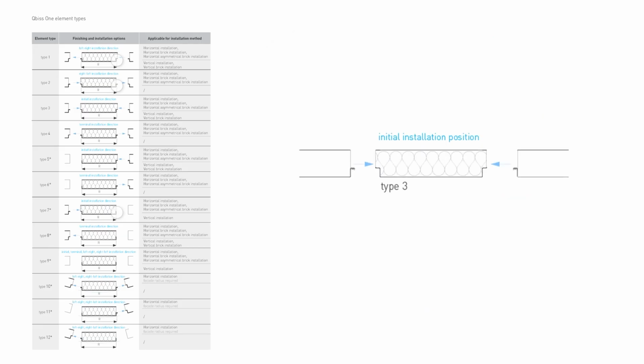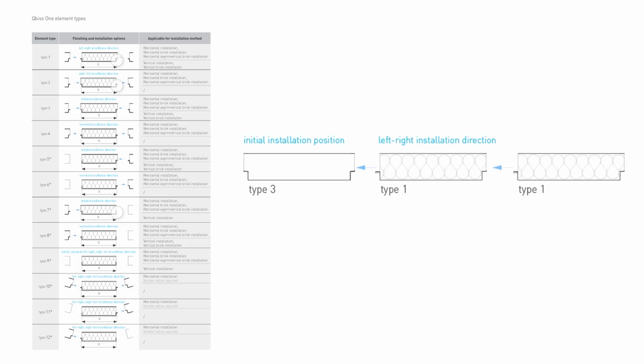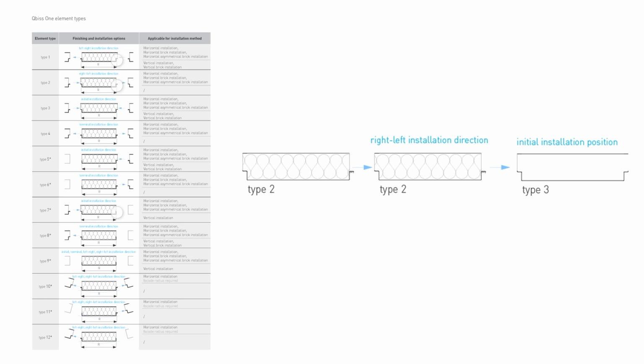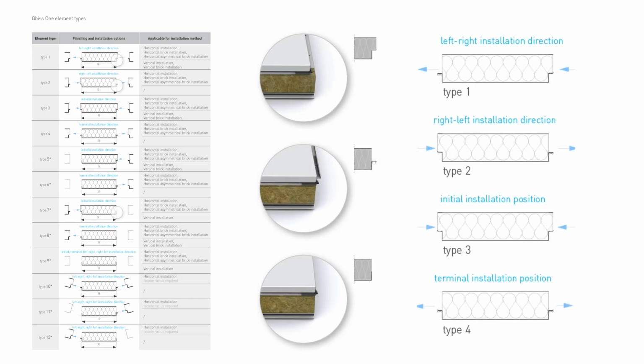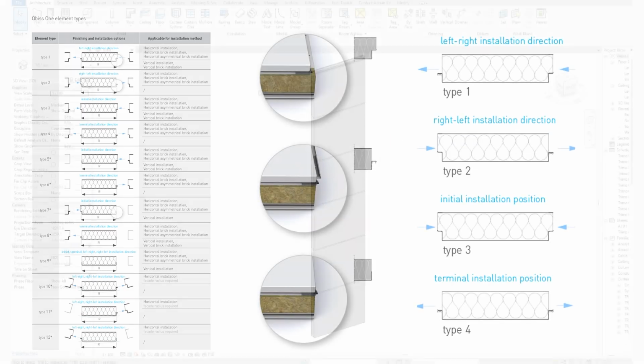So type 3 is typically the starting panel. Then we use type 1 when installing toward the right. Type 2 is used when installing toward the left. And type 4 is usually the terminal panel, and it's sometimes produced only after the site measurements are complete. Ales, show us how we do all of this in Revit.